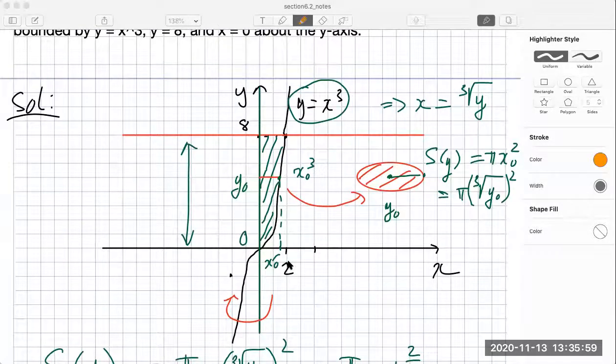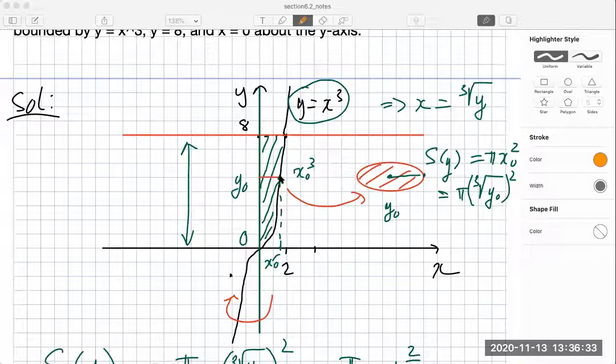So the same story. We need to compute the area. If it rotates about the y-axis, it will create a circle here, right? Our job is to compute the area of this circle. And at any point y0, y runs from 0 to 8. If we are given y0, we can compute x, the position, which is the radius of that one.